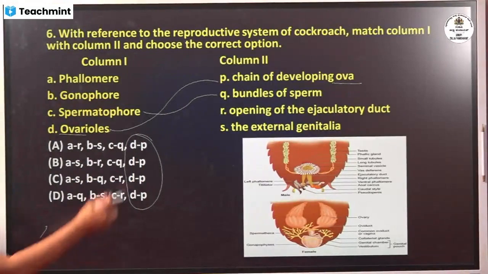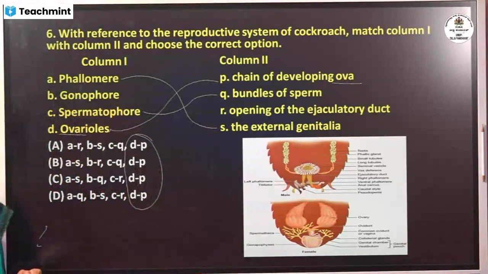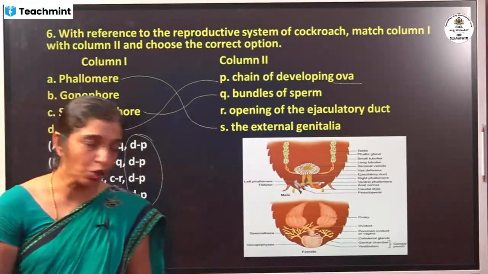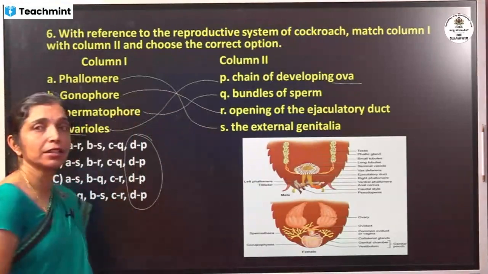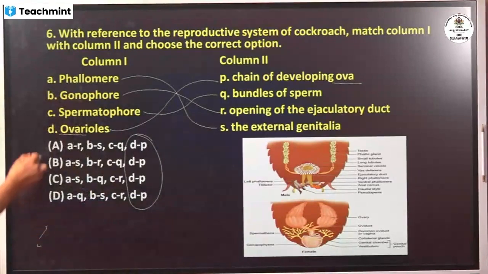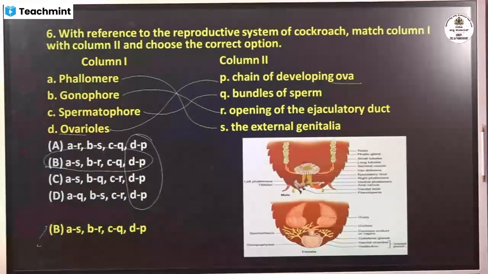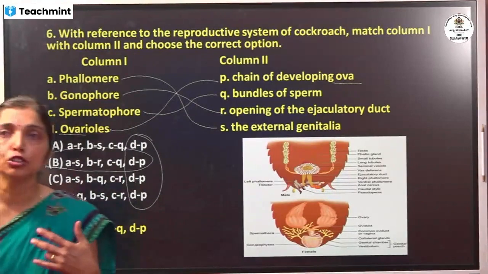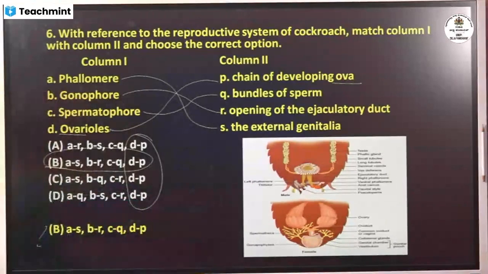And here, what do you mean by phallomere? Phallomere is the external genitalia when it comes to the cockroach, whereas gonophore is the opening of the ejaculatory duct. So where do you find this? Option among the four, A, B, C, D, where do you find this? So the right answer you can see in B. So in B, you get the right answer. So the right option over here is B.